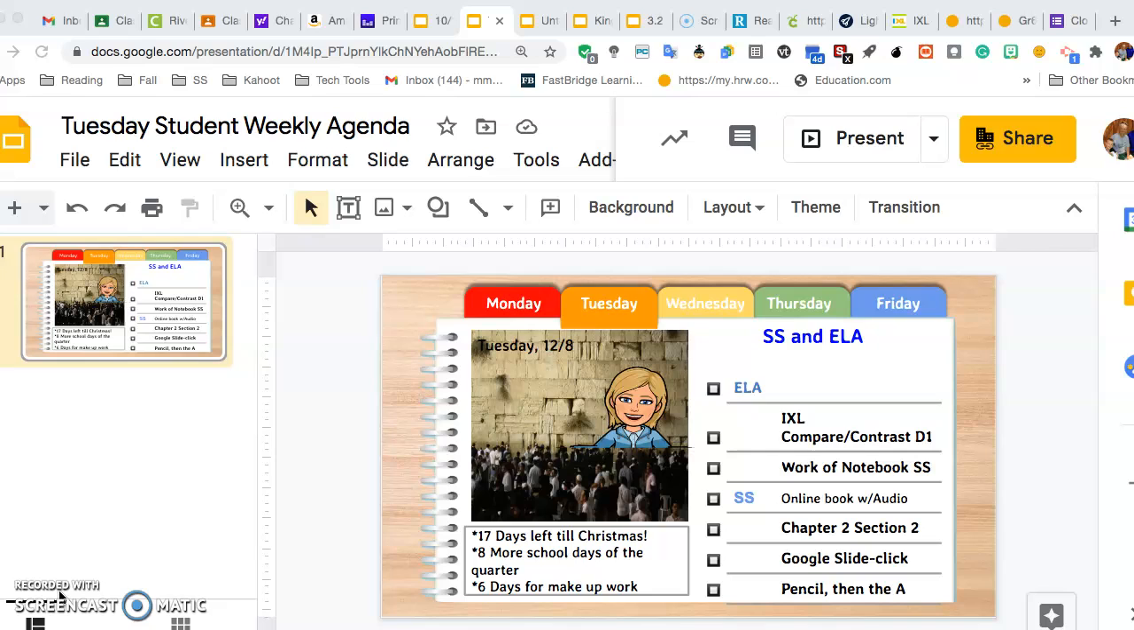Next Wednesday is the last day. No work is accepted after next Wednesday. So if you try to turn in something Thursday or Friday of next week, it does not count. So the 16th is the last day.